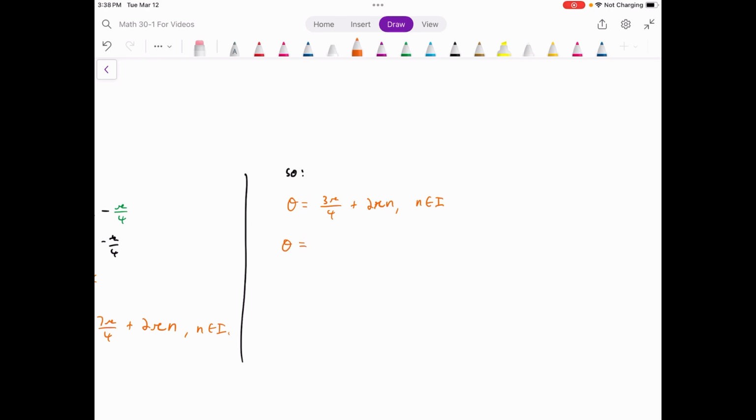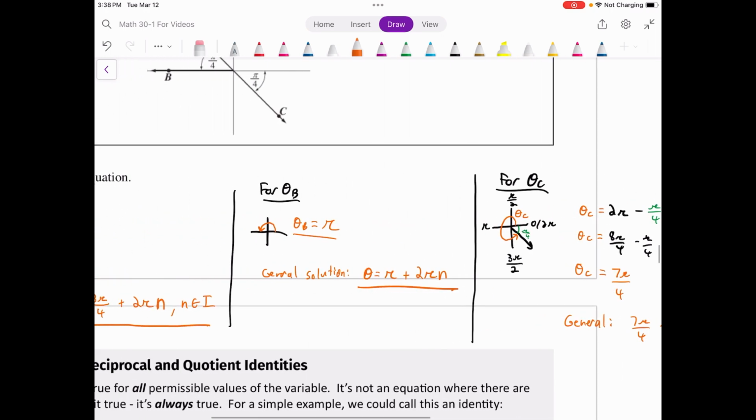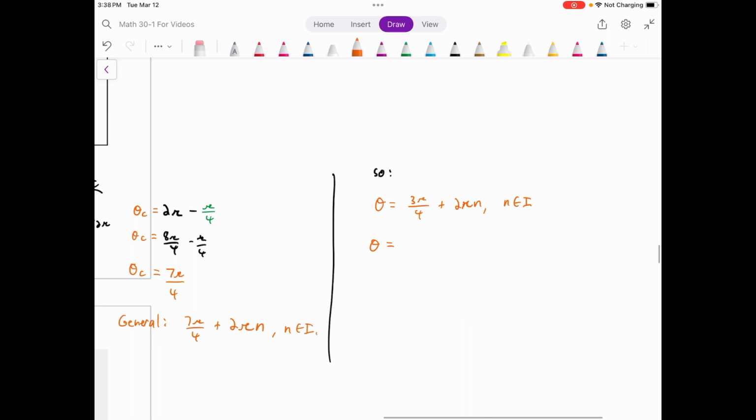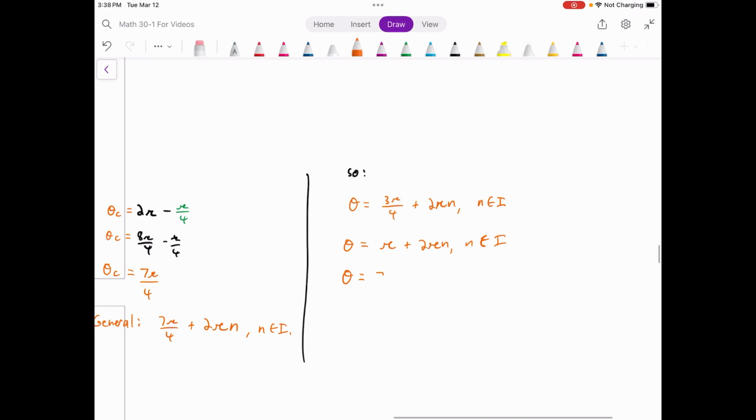We learned from theta b that it could be 180 or pi, right? Pi plus 2 pi n, as long as n is an integer. So pi and anything coterminal to pi. And we also learned that it could be 7 pi over 4 and anything coterminal to that, where n is an integer. Now, this is actually good enough.